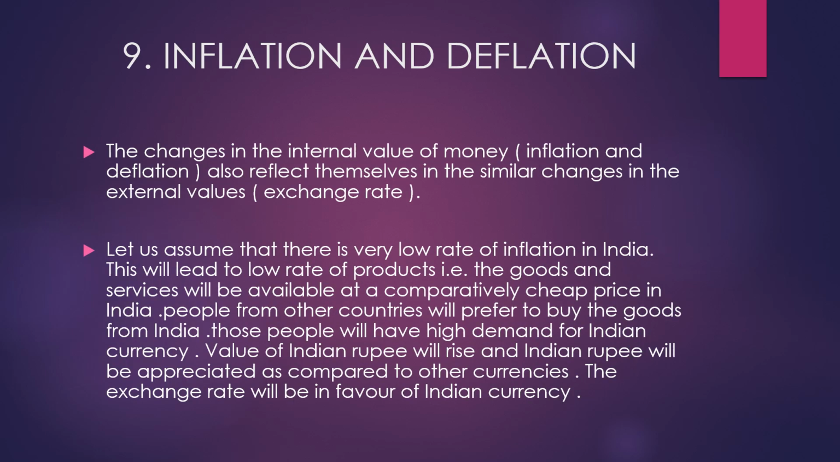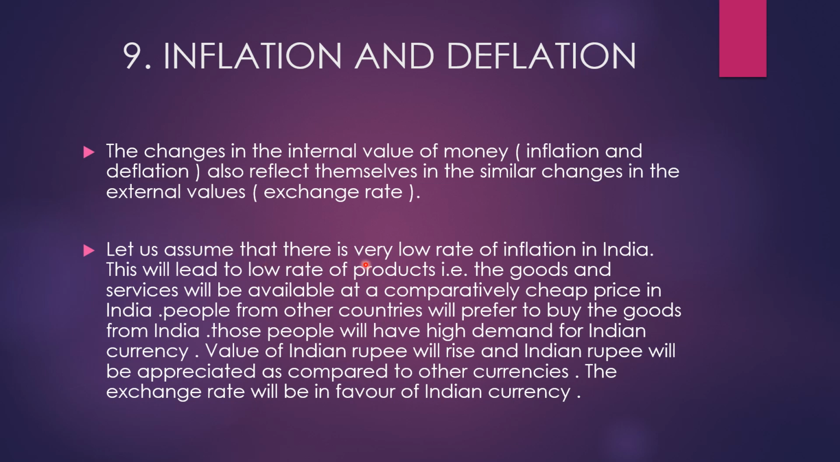Okay. Point number 9, very important: inflation and deflation. The changes in the internal value of money, that is inflation and deflation, also reflect themselves in similar changes in the external value, that is called the exchange rate. Whatever is happening inside the country, it can be inflation, it can be deflation. These internal changes in the value of money will affect the external changes. External, here I mean exchange rates. So inflation and deflation have a very big impact on exchange rate fluctuations.